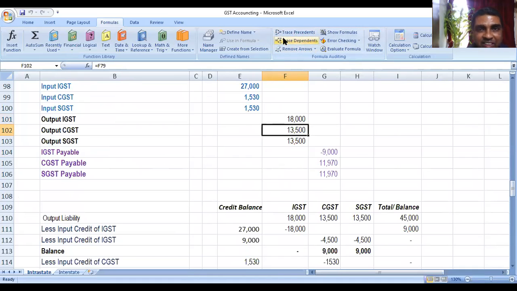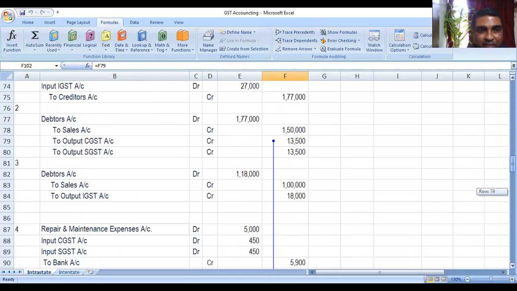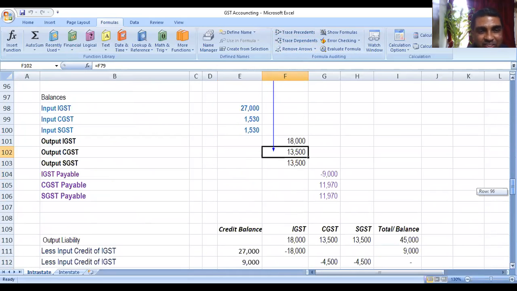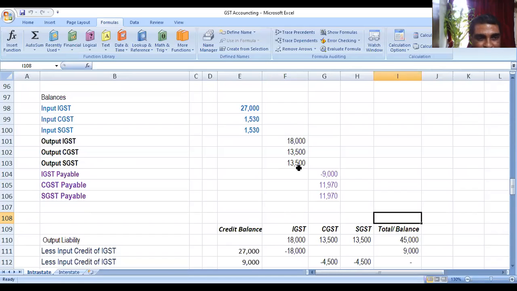From CGST and SGST, you can also find 13,500. SGST also 13,500 in a similar manner. This is the liability. Now you see this much is input credit. This much is the liability. So this much has to be paid. How is this to be settled? We have to apply our mind.